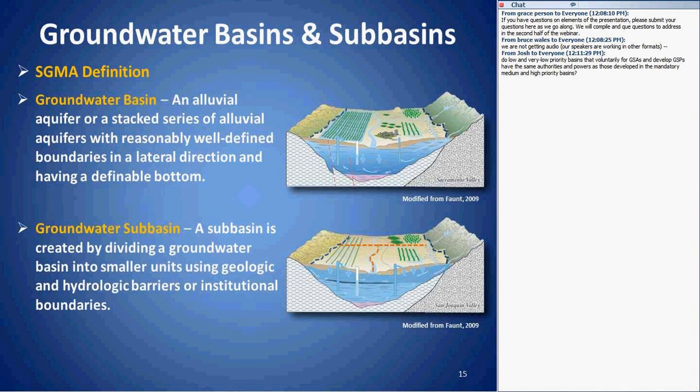The sub-basin is a division of a groundwater basin into a smaller unit using geologic and hydrologic barriers or institutional boundaries. So the lower illustration shows the sub-basin boundary in red. And those sub-basin boundaries, as I just mentioned, could be along a river, say the Sacramento River, or a county or water agency boundary. And the key point between the two different types of boundaries of the groundwater basin or groundwater sub-basin is the amount of groundwater that flows underneath or through those boundaries. A groundwater basin boundary, in many cases, constitutes a smaller fraction of groundwater flow from bedrock aquifer material to alluvial aquifers.